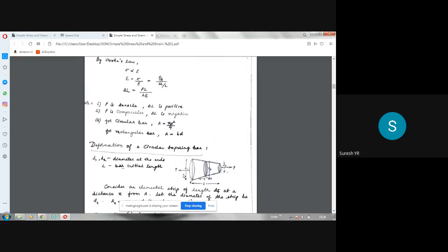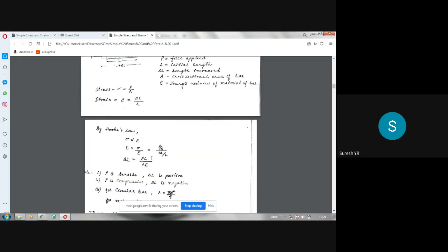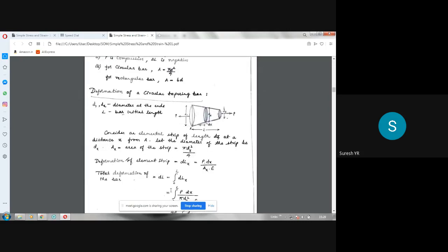In some derivations, I may use delta L. Here I have used delta L, whereas here I have used DL. Don't get confused, both are the same. Even if you write this as delta L, it is correct. So D1 and D2 are the diameters at the ends. L is the initial length of the bar.